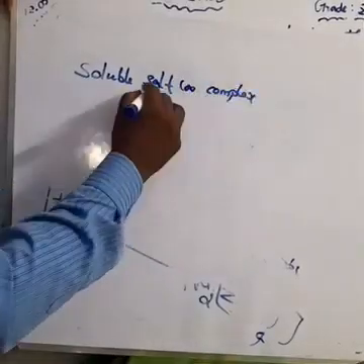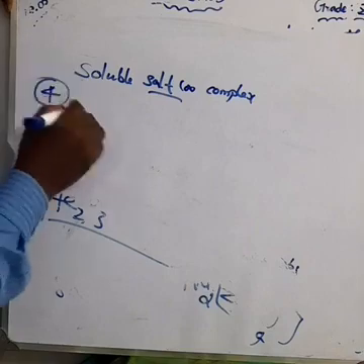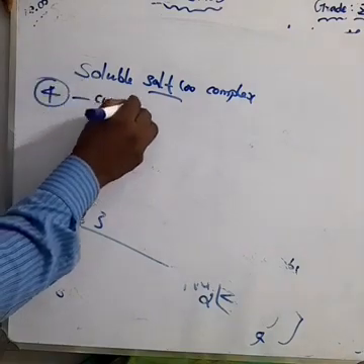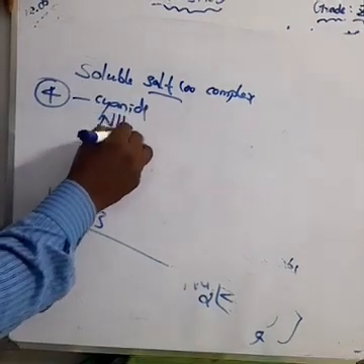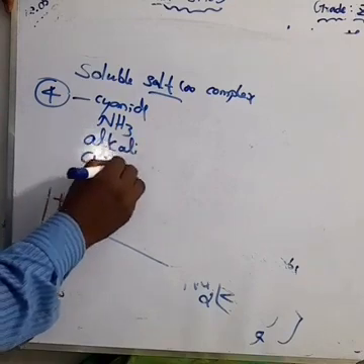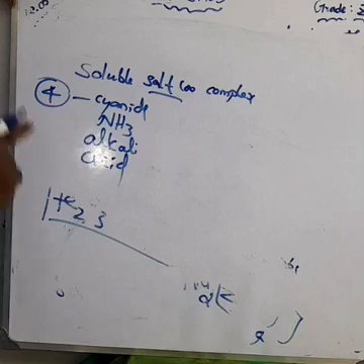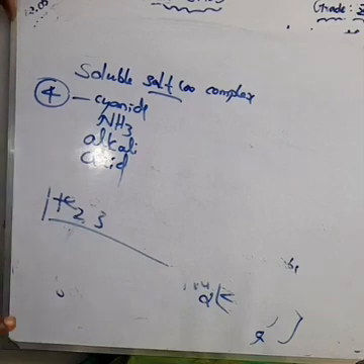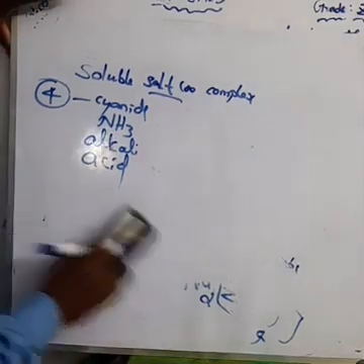There are four types of leaching. One is cyanide leaching. Second is ammonia leaching. Third is alkali leaching. Fourth is acid leaching. Okay, there are four types. One is cyanide leaching. Here the solvent we are taking is cyanide.